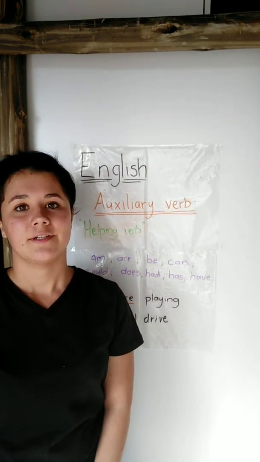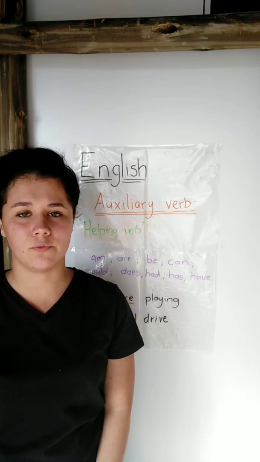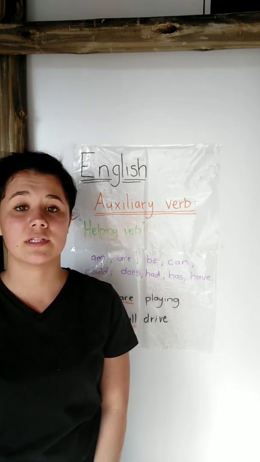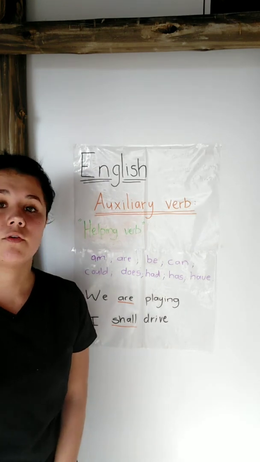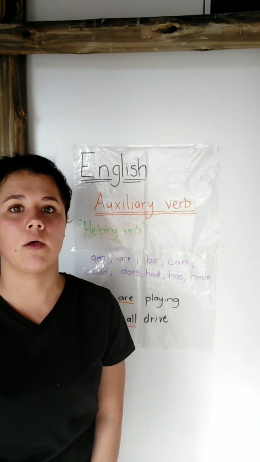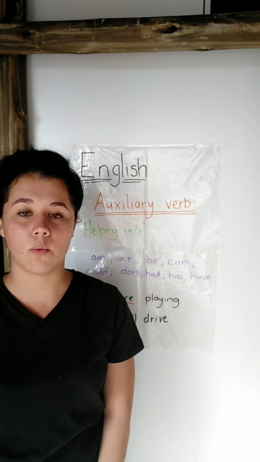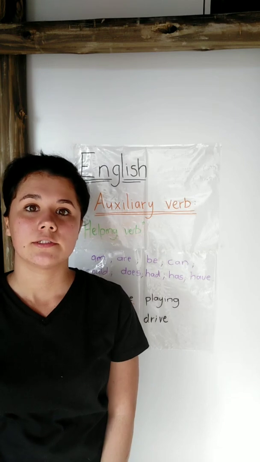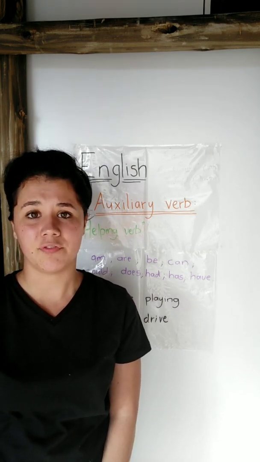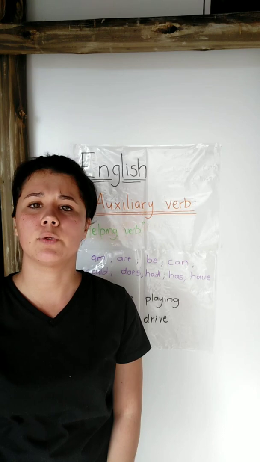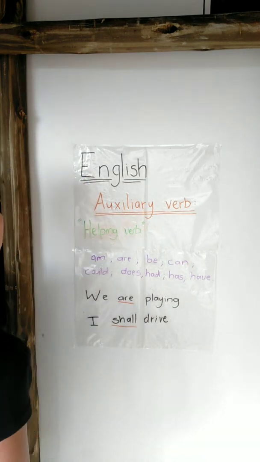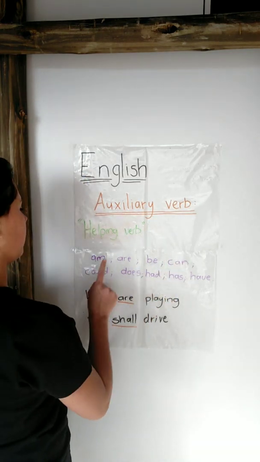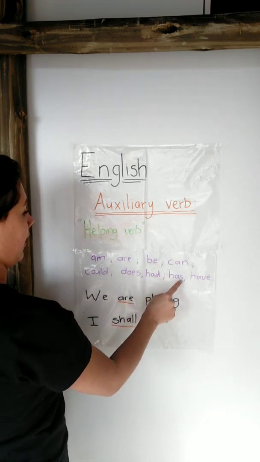So the first thing we are going to look at is auxiliary verbs. Now you remember what a verb is. A verb is a doing word, and we can test if a word is a verb by adding the words "can I" in front of it. So for example, can I run, can I walk? Then the words run and walk will be the verb. But an auxiliary verb is a bit different. It basically gives you the tense of that verb. It helps the verb to put it in a specific tense. So, for example, am, are, be, can, could, does, had, has, and have.